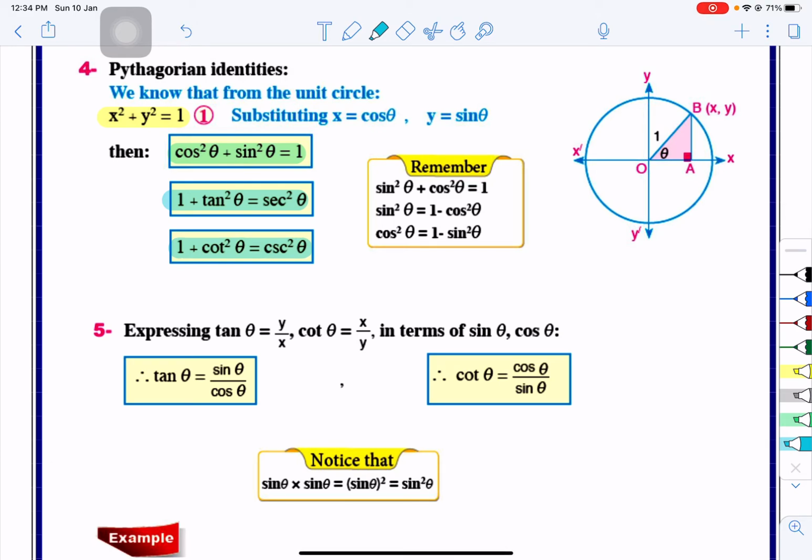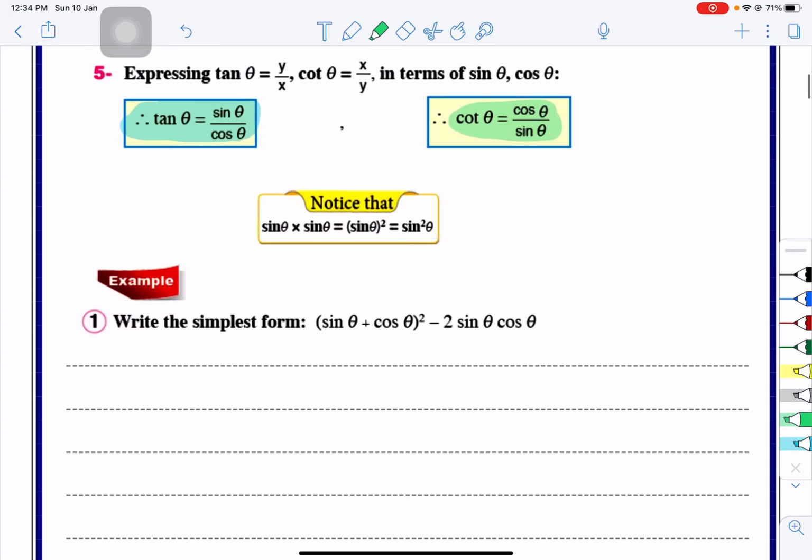And we know that tan theta equals sine theta over cosine theta, and cotan theta equals cosine theta over sine theta, and sine theta times sine theta equals sine theta whole square, or sine square theta.